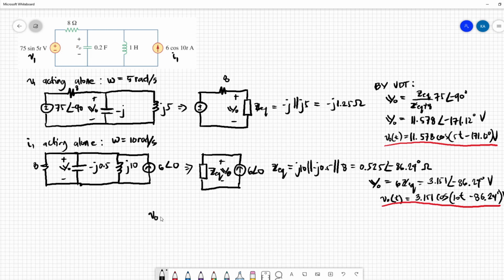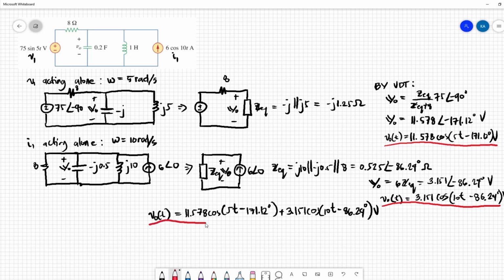So we have VO of t equal to 11.578 cosine of 5t minus 171.12 plus 3.151 cosine of 10t minus 86.34 volts. We have our final answer.